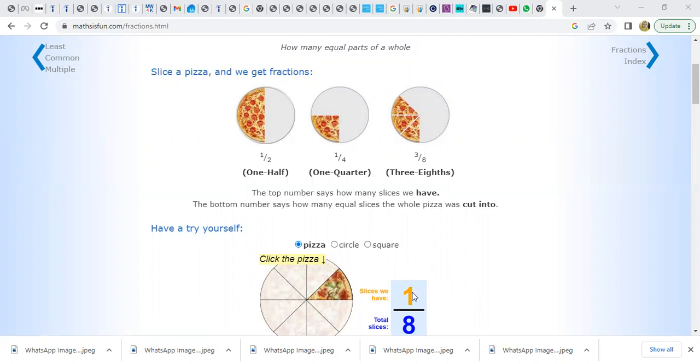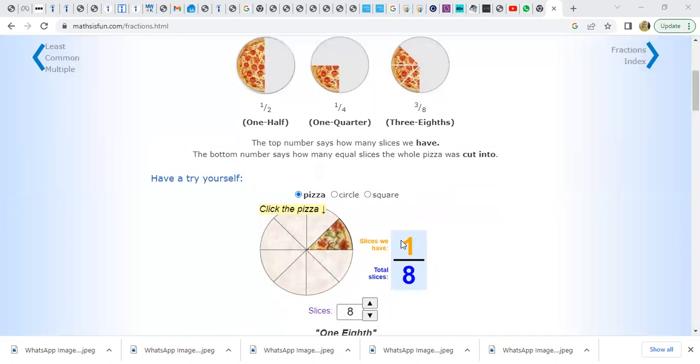So we can write a fraction in this way, 1/8, which means slices we have is 1 and the total number of slices is 8. So this is called the numerator and this is called the denominator, right? So how many slices you have, you can write it up, and the total number of slices of pizza, you can write in the bottom, right?